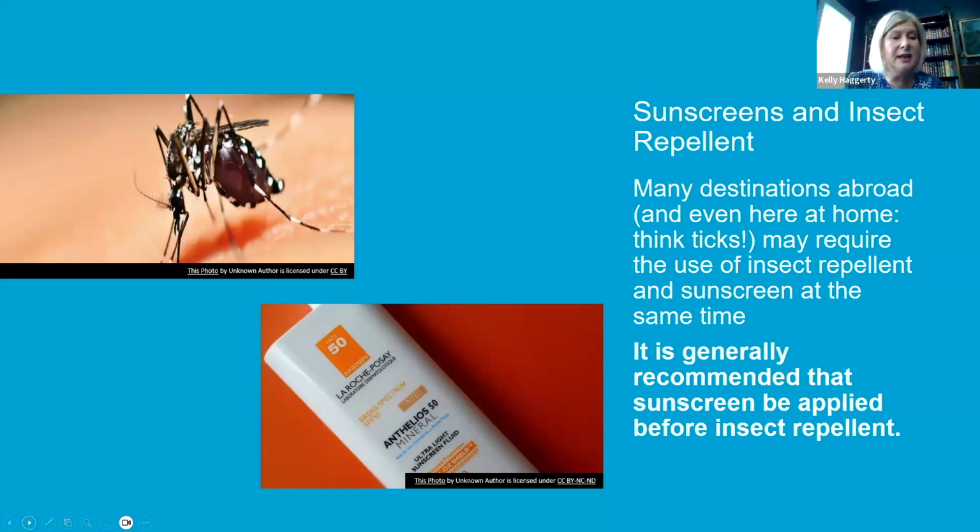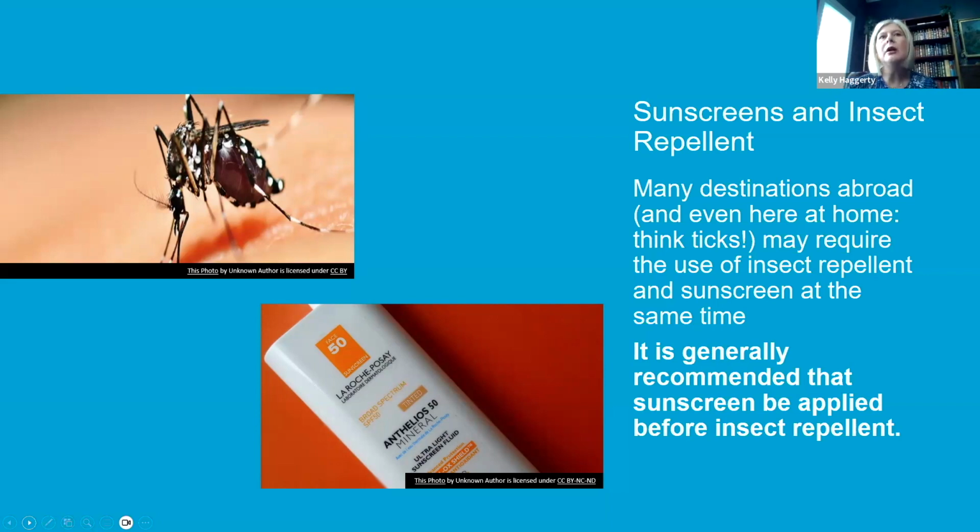So sunscreens and insect repellents. This is a real issue when you get into countries, especially outside of Canada, things like Mexico and the Caribbean, Central and South America, Asia and Africa. There's often daytime mosquitoes, and that means you may be using insect repellent and sunscreen at the same time. Within Canada, we often don't need this.